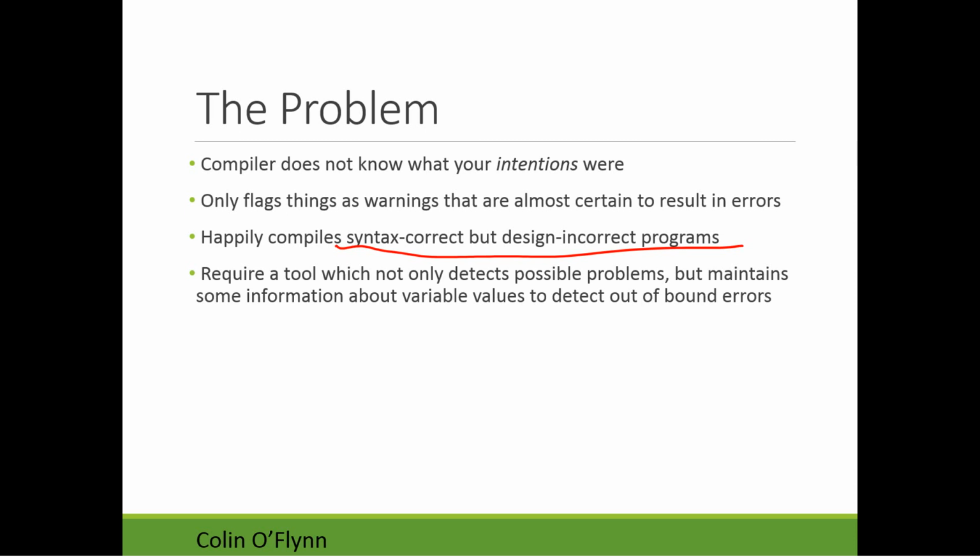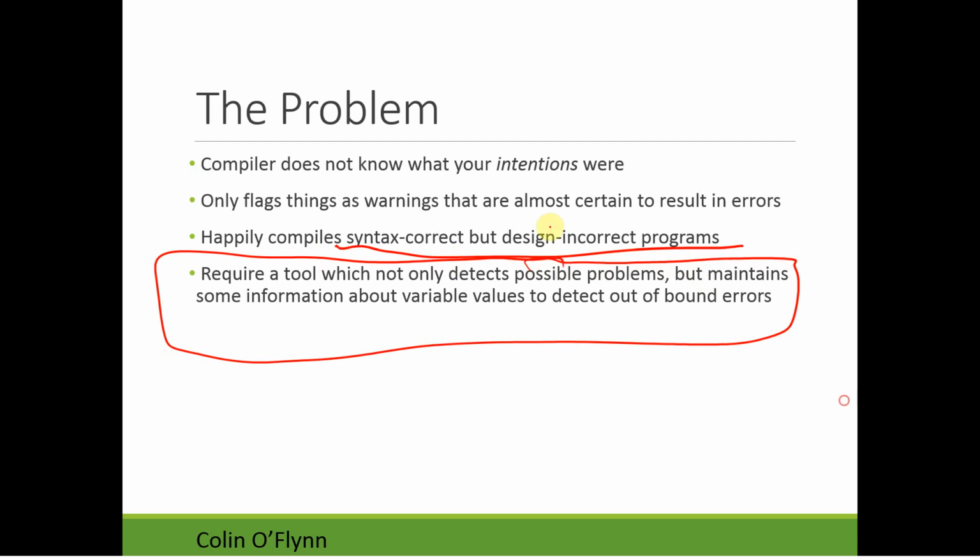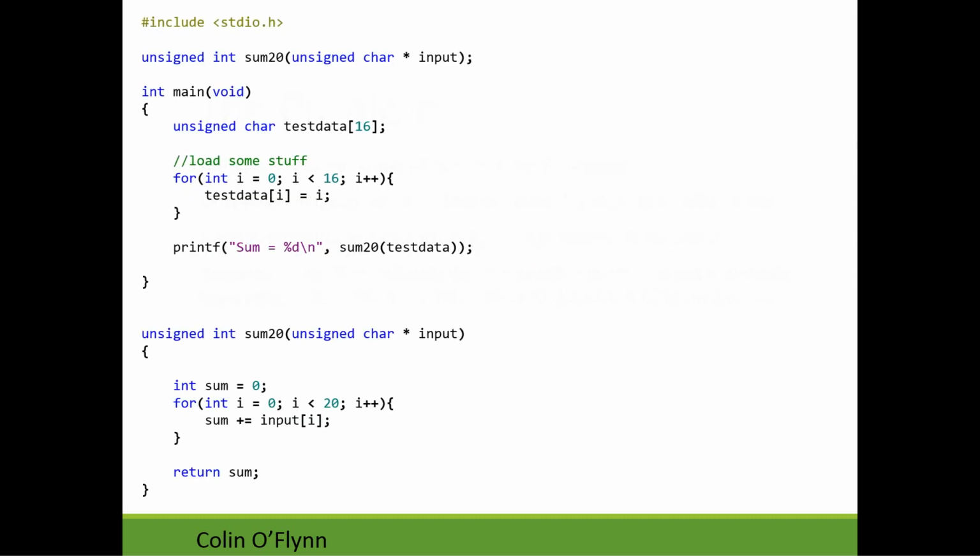So what we have instead is a tool. The tool still doesn't know your intentions, but it can detect what look like problems, things that are odd that you probably don't want to do, and it'll tell you about it. There's something called lint, and I'm going to show you PC-Lint, which you can use online loosely to do some testing.